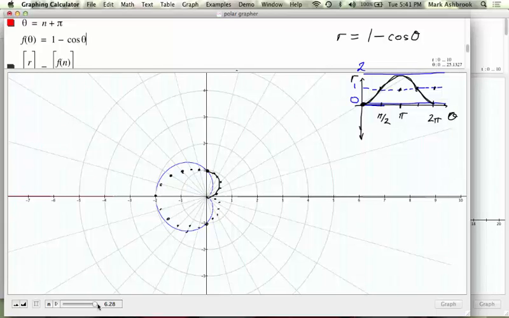So this is called, what does it look like? Kind of looks like a heart, right? So it's called a cardioid. Not cardioid arrest, just cardioid.